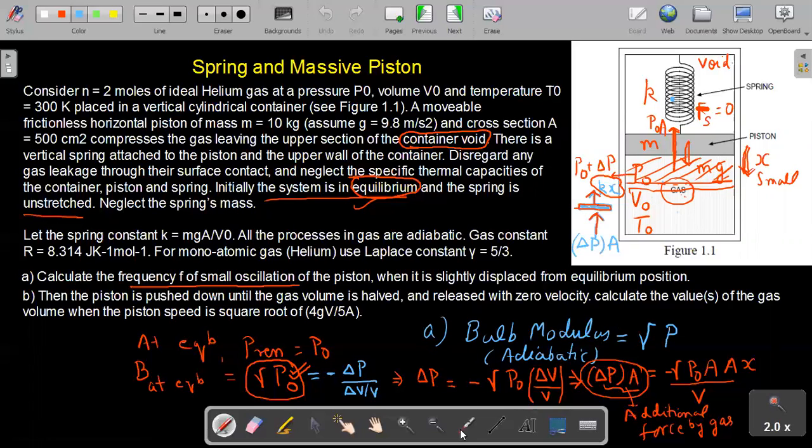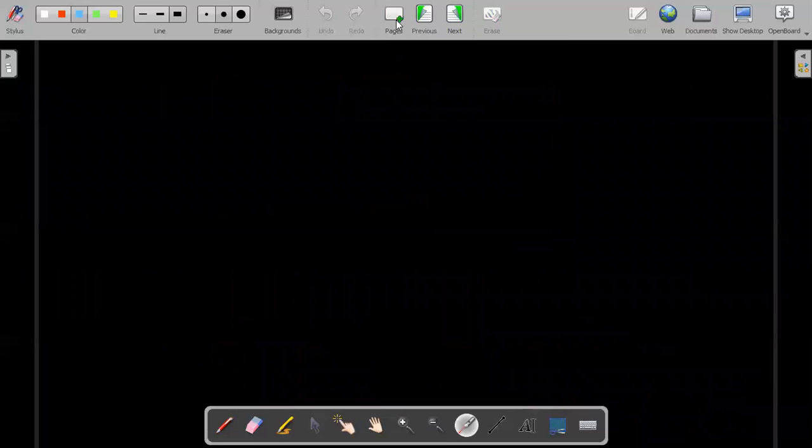B part. In this B part, the piston is again moved downward until the gas volume is halved, right? And then it is released with zero velocity, and we have to find out the volume when the piston will have a given speed of square root 4gV upon 5A. So we will solve this question again here.